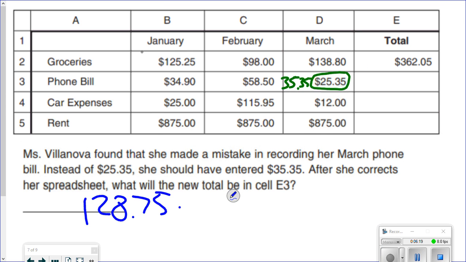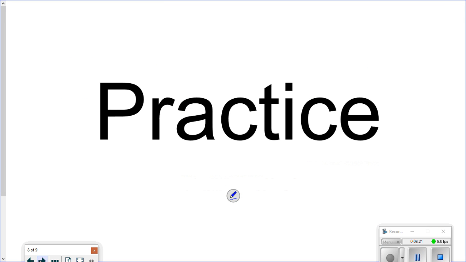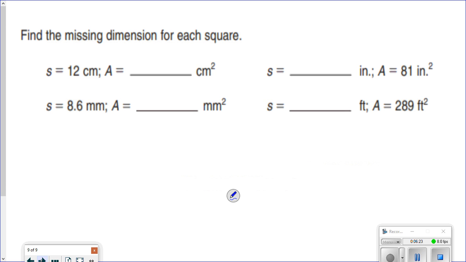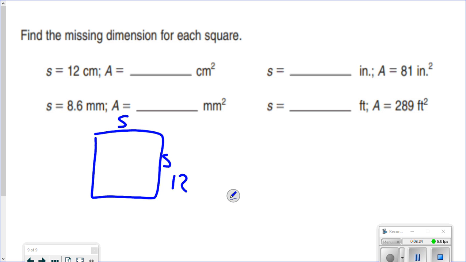Okay, next problem. We're going to do some practice now. Find the missing dimension for each square. We did this on the last lesson, so we're taking a look at a square, right? There's my best image of a square. S is on each side, because all the sides are equal. So if we have 12 centimeters here, 12 centimeters here, what would be my area? I would have to do 12 times 12. That's basic math. 12 times 12 equals 144. But I'm going to prove it to you anyways.